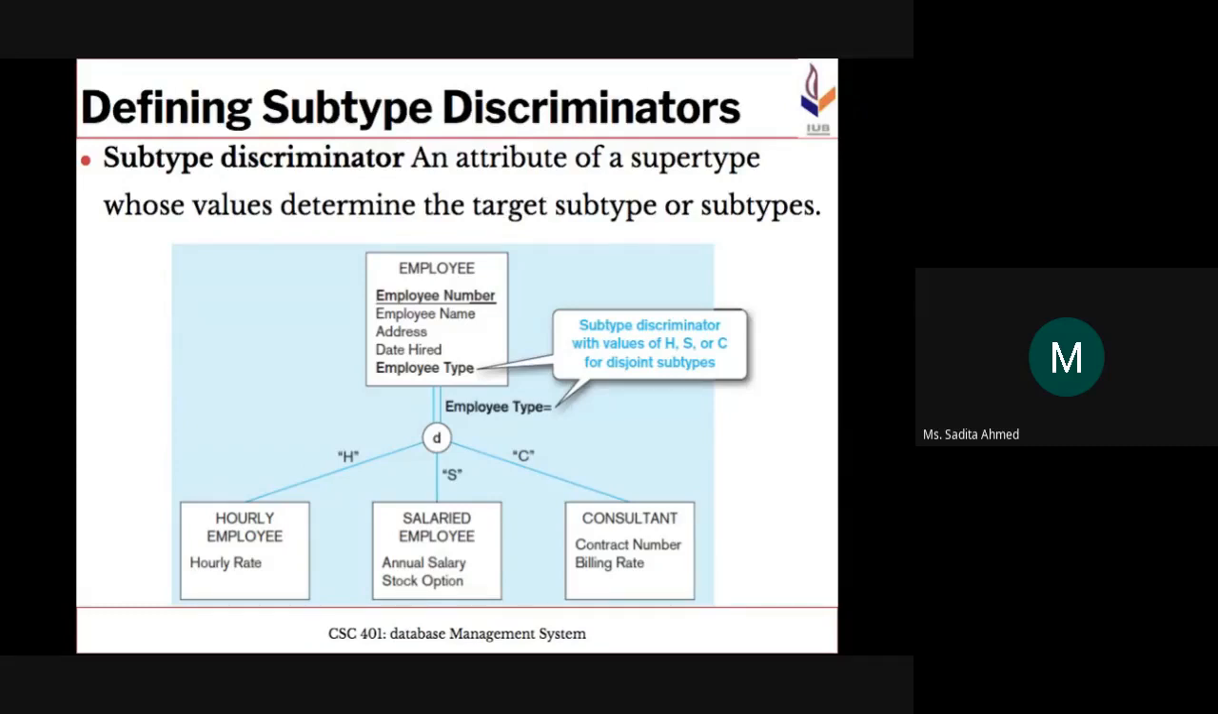So when we read the ERD question, let's say the case study, if we see that a subtype discriminator hint is given, say somewhere a hint is given based on which we can understand which subtype it is, somehow there is a hint given there, then you go ahead and model that specific attribute as a subtype discriminator.